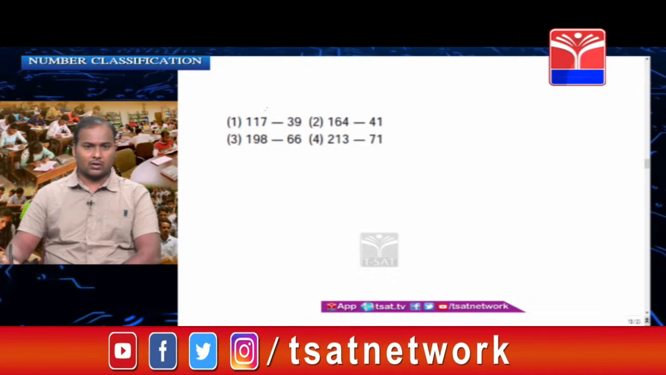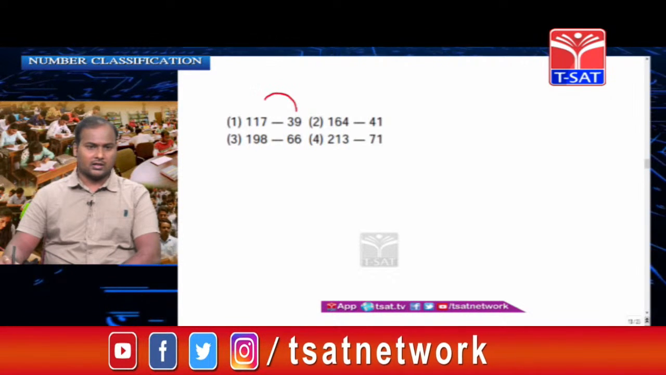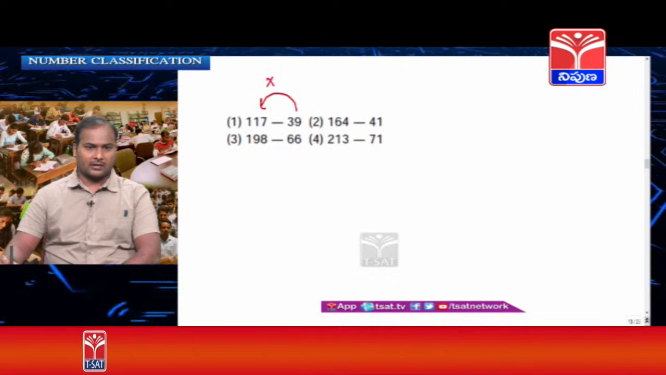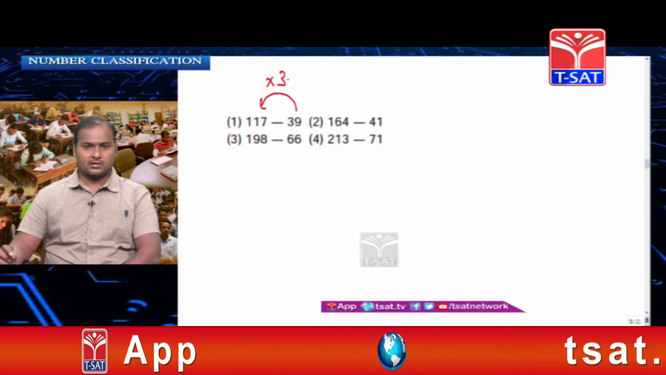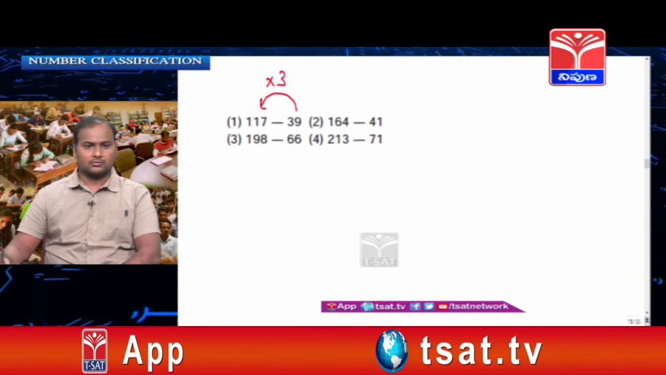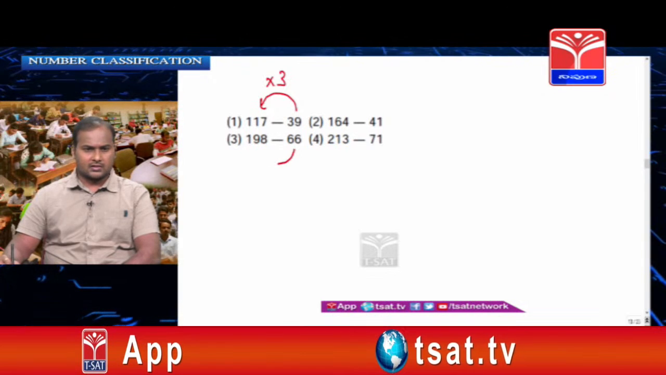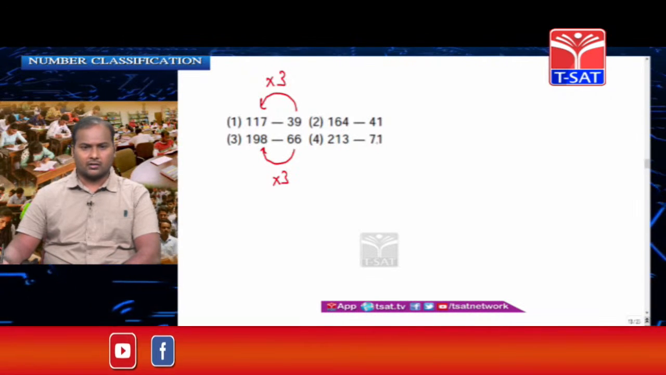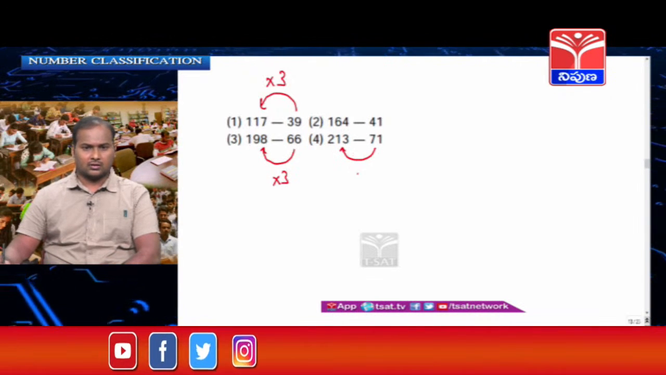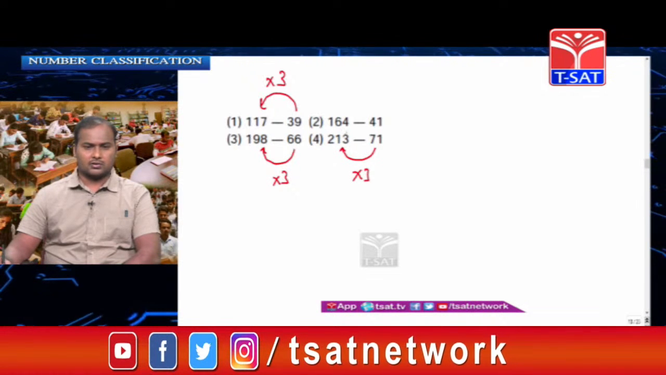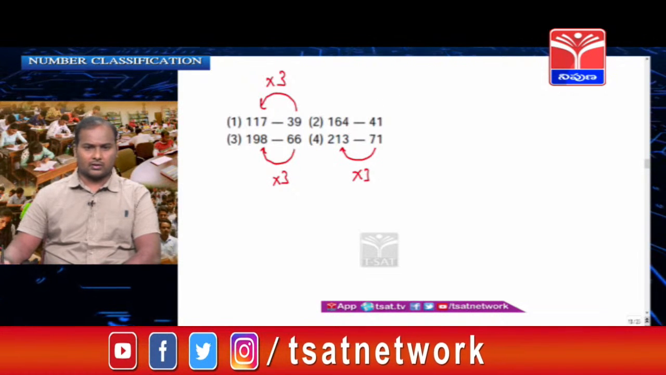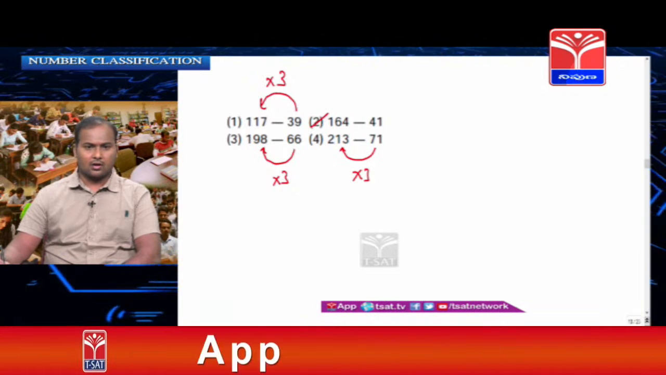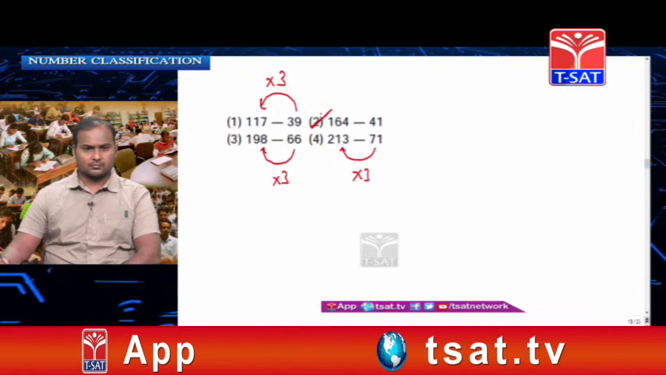For example, 39 and 117. The moment you see this, it is multiplied by 3 because it is increasing by 3 times. So it is just a multiplication here. In the same way, 66 times 3 is 198. In the same way, 71 multiplied by 3 gives you 213. So 41 times 3 is 123. So your answer is option 2.